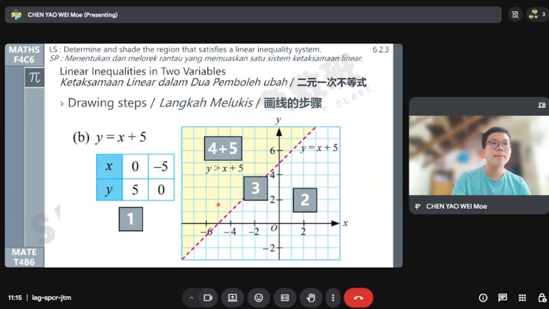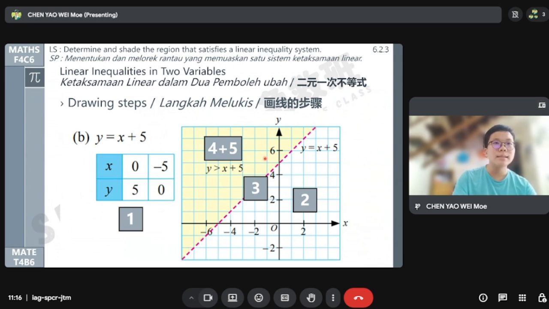And then later on, you shape the region that you want. If let's say this is larger, it means I need to shape the region here. Now a question came out: why do we want to shape like this?